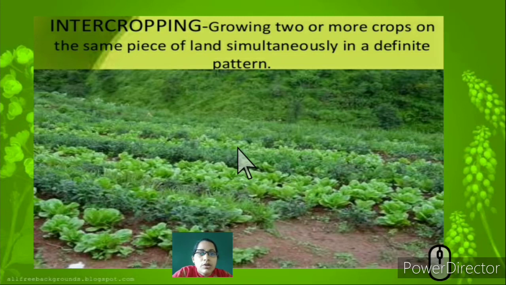So let's understand what is intercropping. You can see here the crops are grown alternately. So growing two or more crops on the same piece of land simultaneously, one after the other. Here the crop grown is different from the first one. The first and the third row will have the same crop. The third and the fifth will be the same crop. See here, odd numbers will be of the same crop, and even numbers will be of the same type.